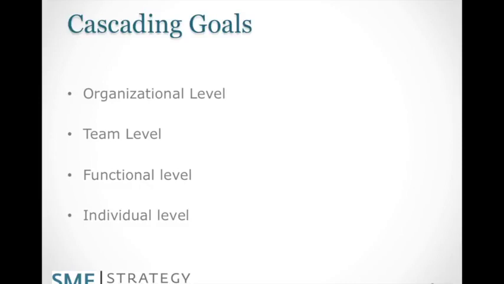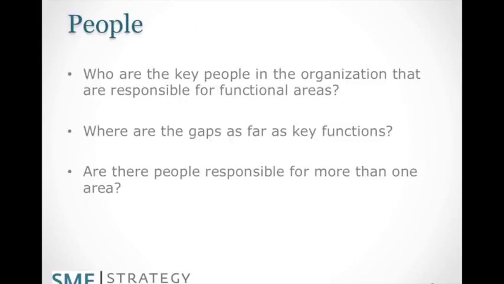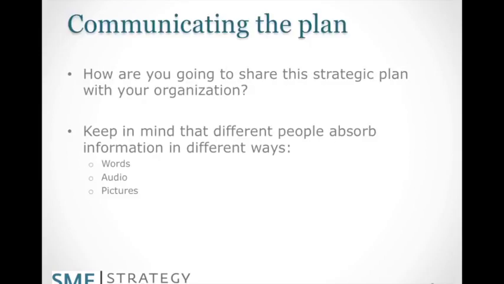And so this can be designed, but can't really be done in one meeting. It needs to be done over time, and everybody needs to know how they can do their part to contribute to the strategy. So big picture versus practical application. There's people that you have to manage. So who are the key people in your organization that are responsible for functional areas? Where are gaps as far as key functions that you have right now? And are there people responsible for more than one area? That basically means who is going to be the human being, not the department, that is responsible for moving these strategic initiatives forward. The buck has to stop with a person, and people can be hard to manage.